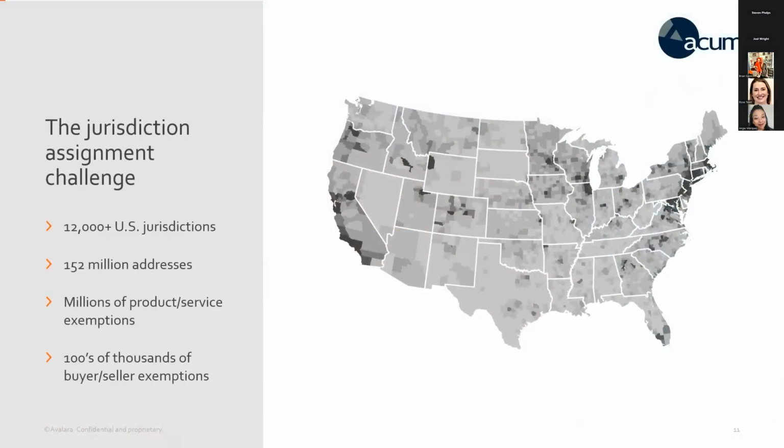So when we're talking about looking at Nexus and looking at all the laws, we really need to look at the jurisdictions. There are over 12,000 different US jurisdictions for sales tax. There are over 152 million addresses and millions of product and service exemptions. That's a big one with my Sage customers: what you're selling or what services you're providing may impact significantly what that Nexus law is and how it impacts you being compliant with Nexus.